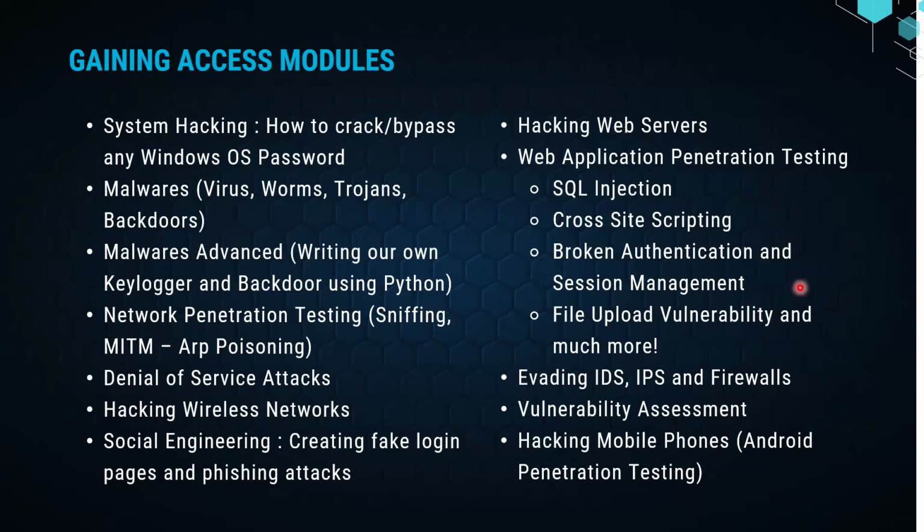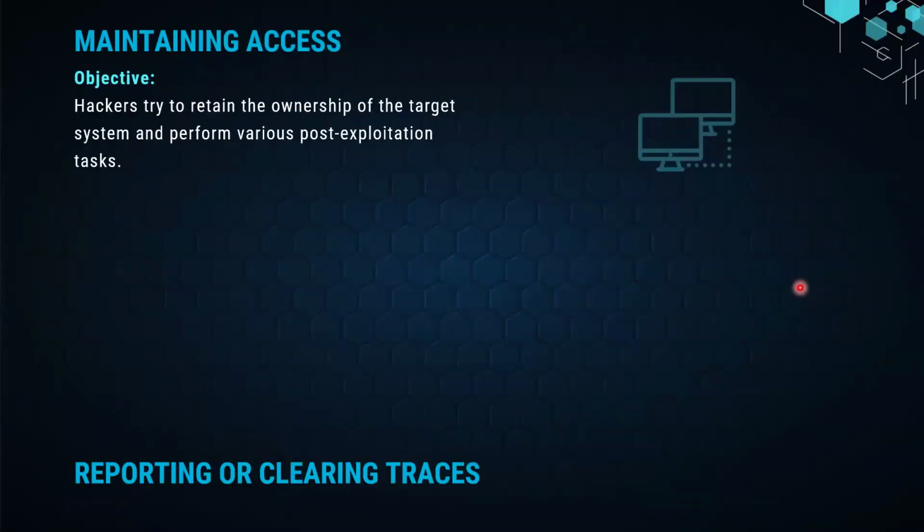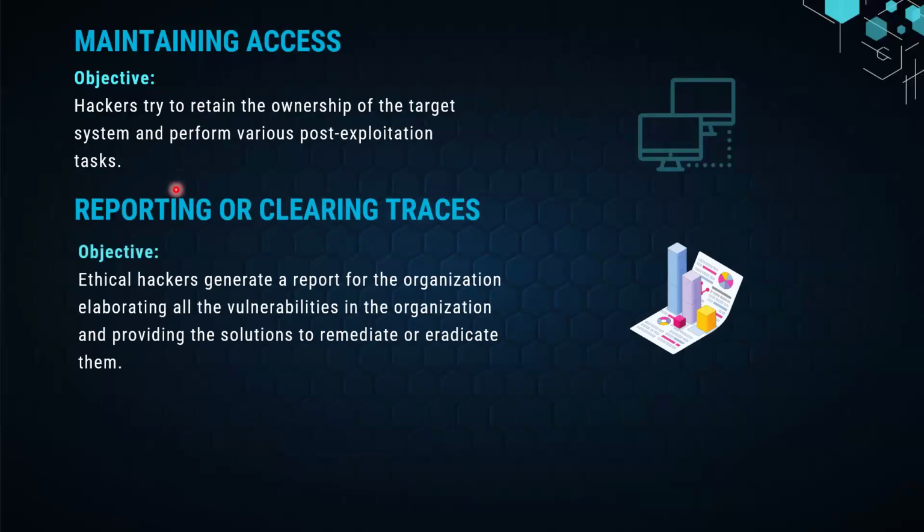Once we have learned how to attack each of these devices and defend these devices as well, then come the last two phases: small topics, maintaining access, and reporting or clearing traces. Maintaining access is where once I've got remote connection to your system, I need to maintain that connection. So let's say if I've hacked your phone, even if you restart your phone, I should still be connected to it. So that is called maintaining access, maintaining the connectivity to the device even after system restarts.